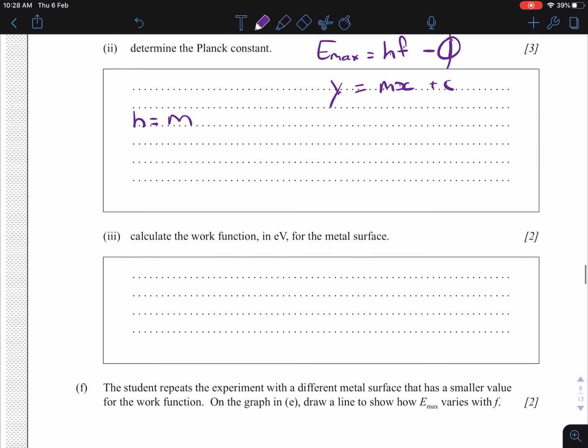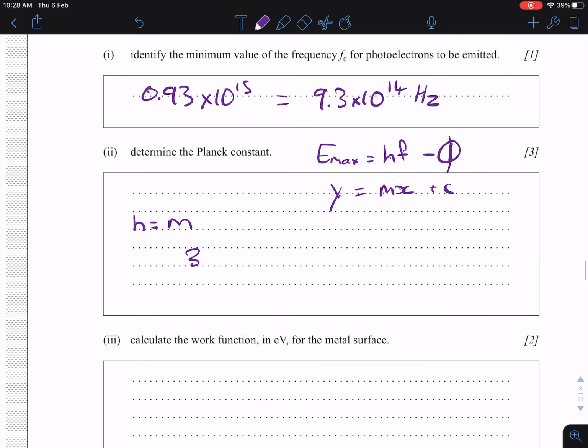Okay, so if the gradient is 3.91 times 10 to the minus 15, that must be h, but remember, because we've taken the units from the axes, that's in electron volt seconds. Planck's constant is normally given in joule seconds, so we just need to multiply that by 1.6 times 10 to the minus 19, and that'll give us joule seconds, which is 6.25 times 10 to the minus 34. And we know the value for Planck's constant in the data booklet is 6.63 times 10 to the minus 34, so that's about right. So we're happy with that, and that's joule seconds.